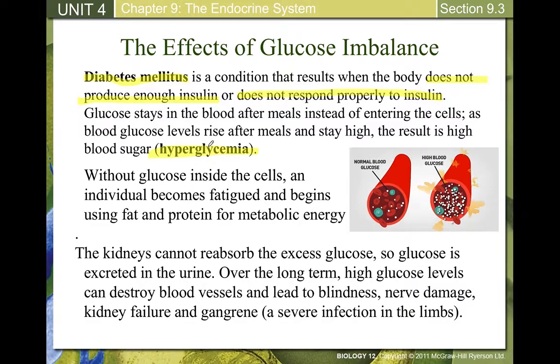So if we consider what would happen if our cells weren't getting glucose, just think about all of the things that might start to happen as symptoms. If you don't have glucose inside your cells, you're not going to be able to do cellular respiration. So you're going to start to become fatigued.